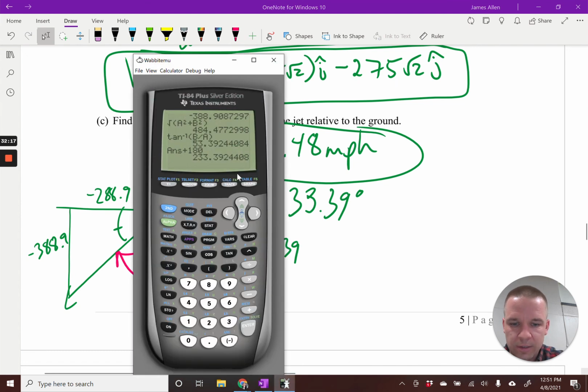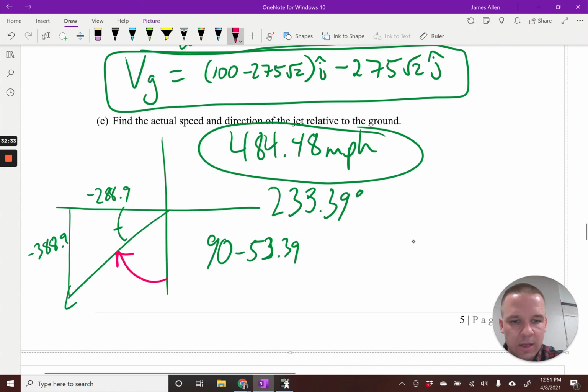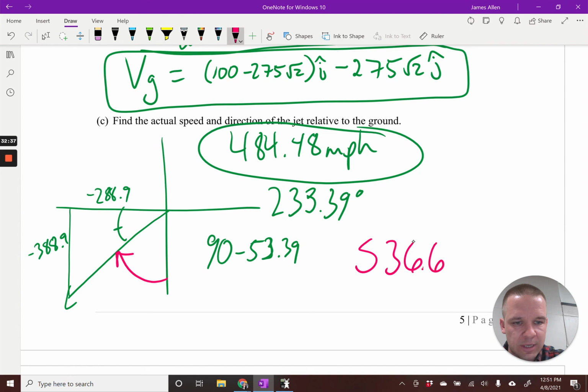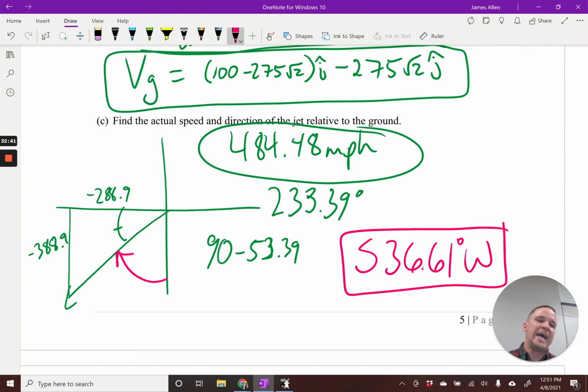Okay, let's do that real quick. So 90 minus 53.39, and boom, that's 36.61. Why is that important? Well, I could say south 36.61 degrees west for my direction. That's why I did that.